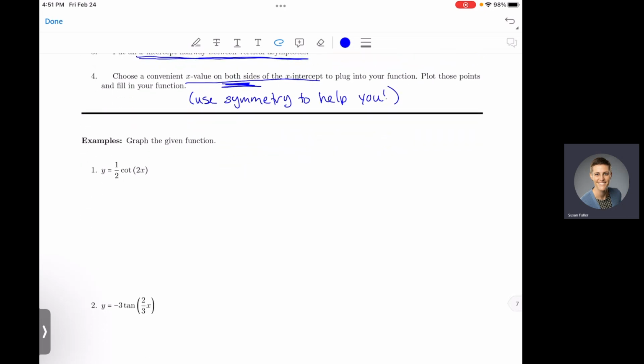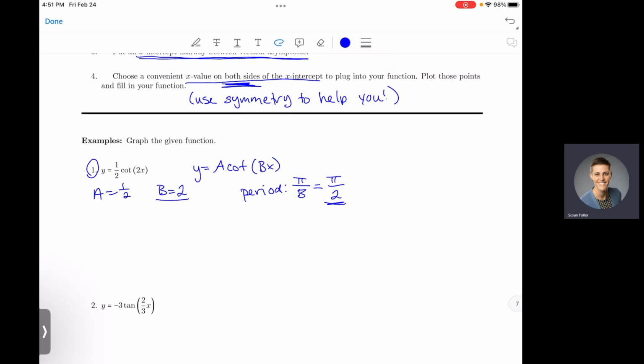So let's try this. We'll start with number 1 here. y equals 1/2 times the cotangent of 2x. Again, y equals a times the cotangent of bx is our general formula here. So a is 1/2 and b is 2. We're going to use that b value of 2 to calculate the period of this transformed function. The period is pi divided by your b value, and here our b value is 2. So pi over 2 is our period.